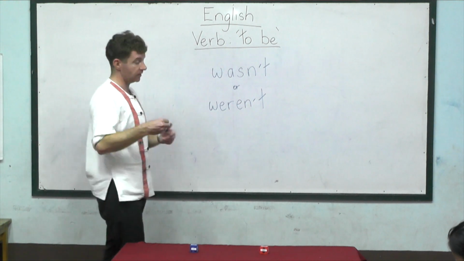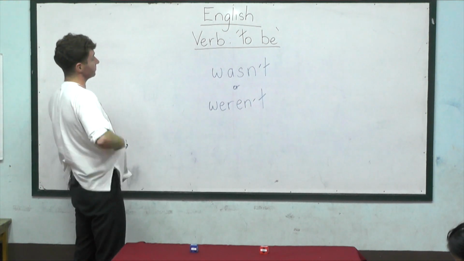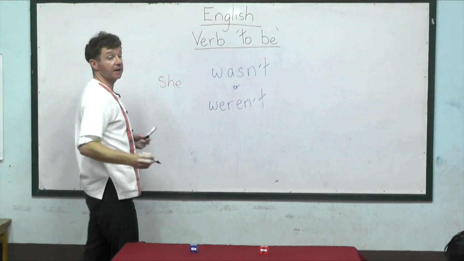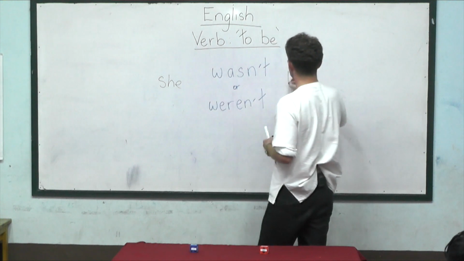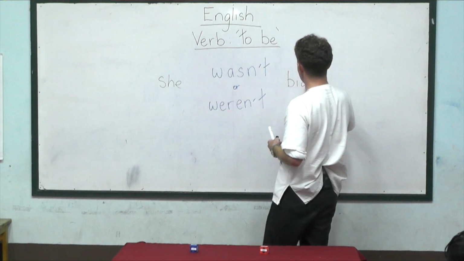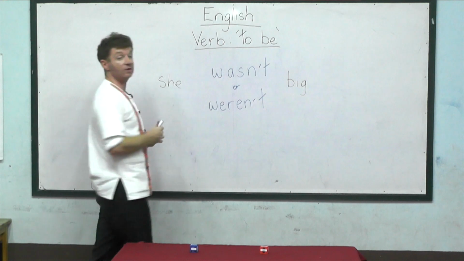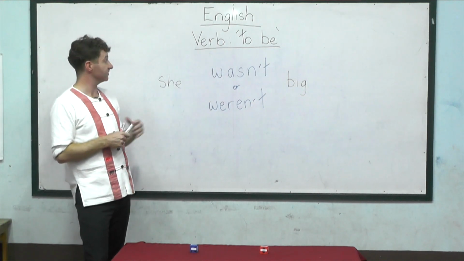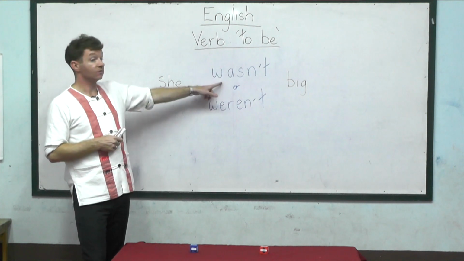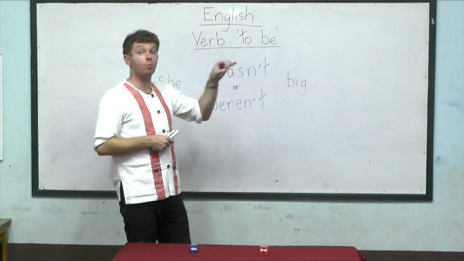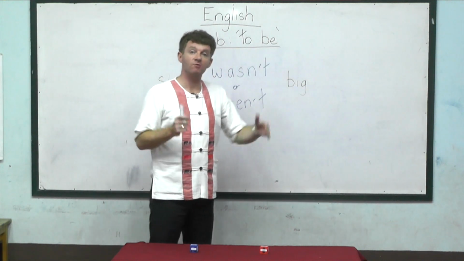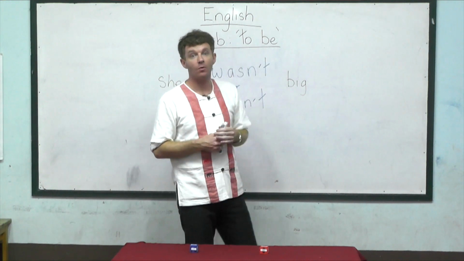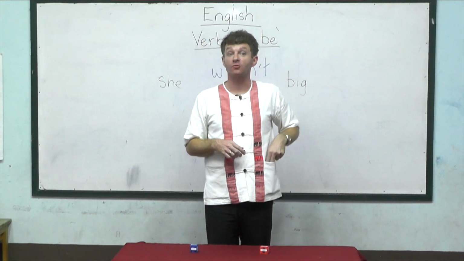So guys, if I write the words she on one side and big on the other, how do we spell big? B-I-G. How can we speak the negative form of the verb to be in the past tense? Yes, she was not big, but to use the contraction, she wasn't big. Okay, so now it's time for our students to play.